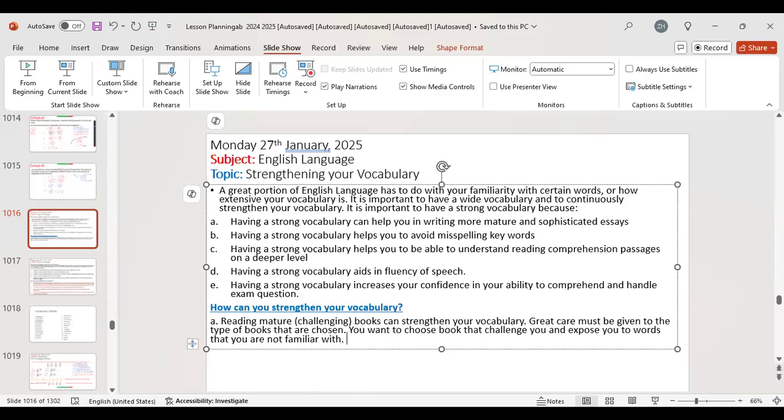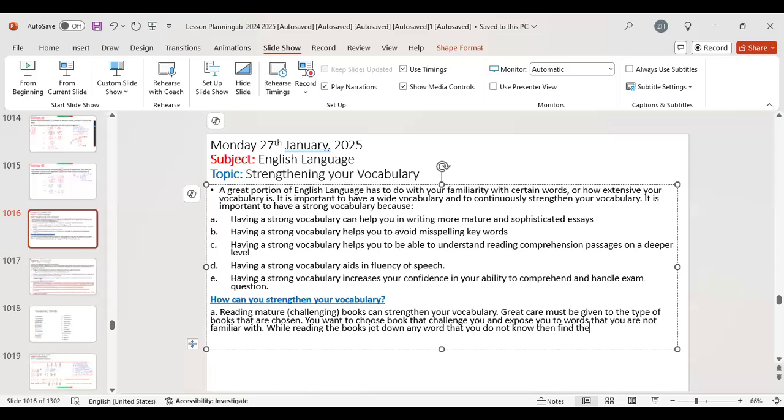Now, here's the key when you are reading books. While reading the books, jot down any word that you do not know. What are you going to do? Go in the dictionary and look it up. Very good.